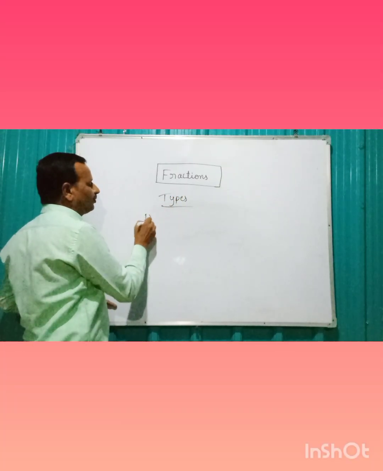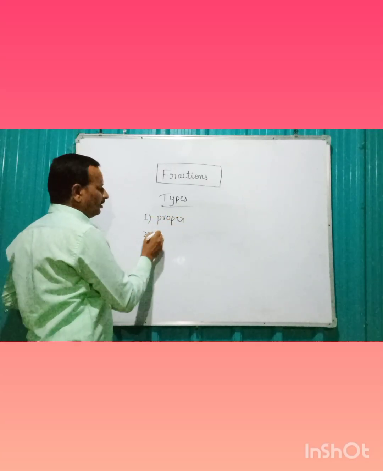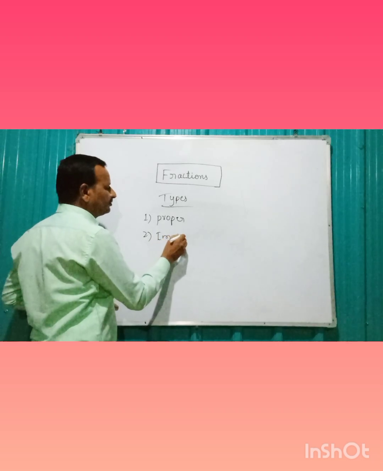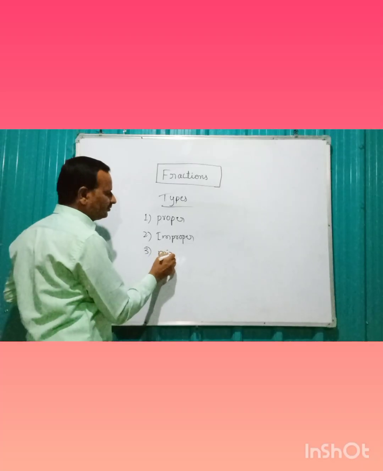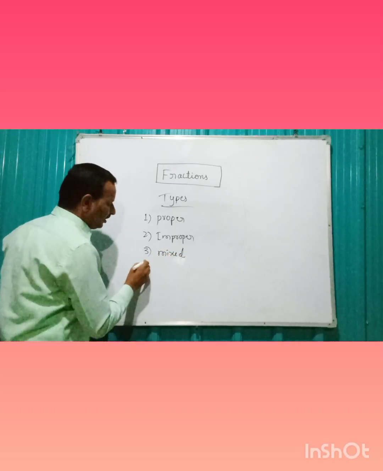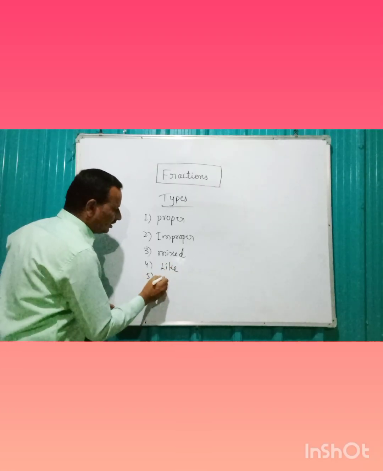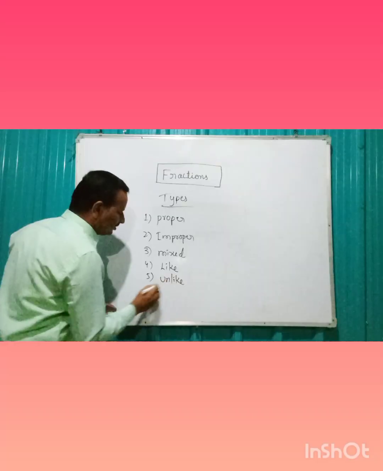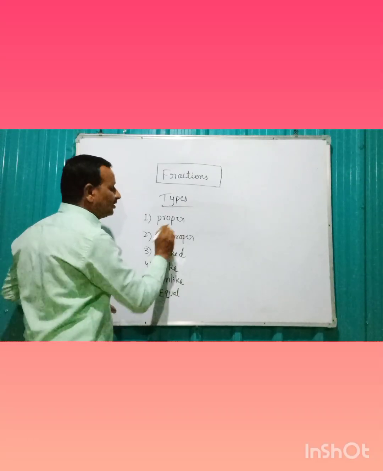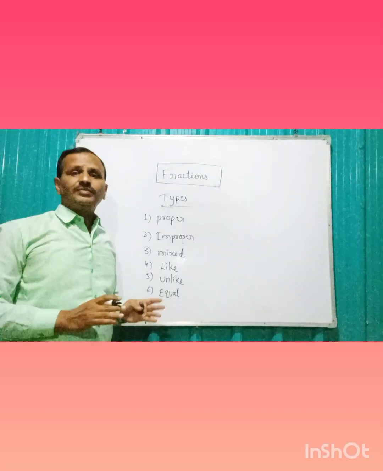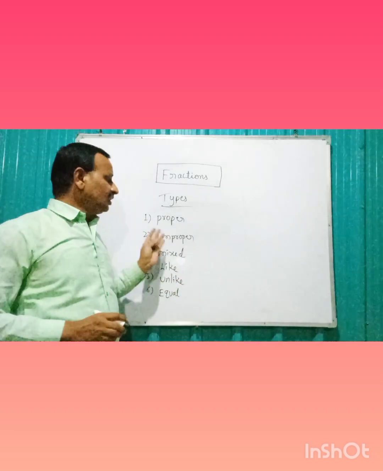The first one is proper fraction, second is improper fraction, third is mixed fraction, fourth is like fraction, fifth is unlike fraction, and sixth is equal fraction. These are the 6 types of fractions in total. So let us discuss them one by one in detail. So what is a proper fraction?